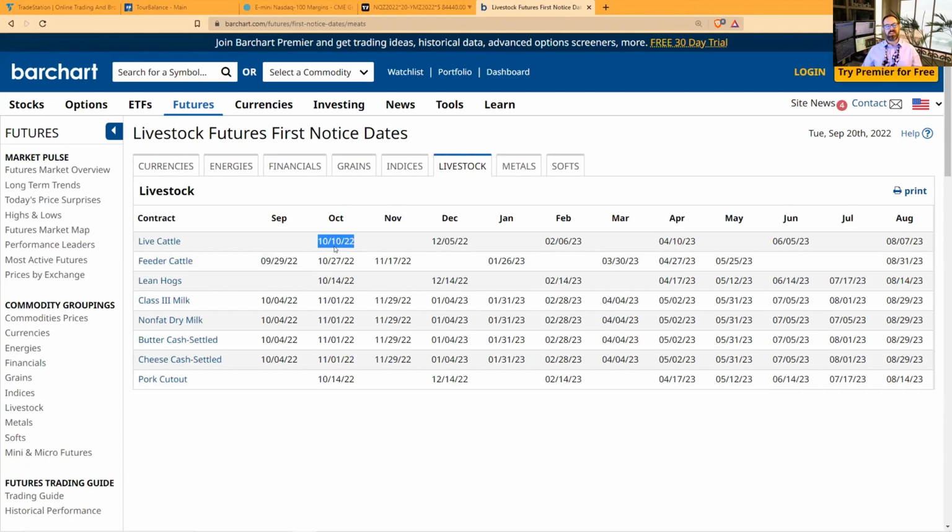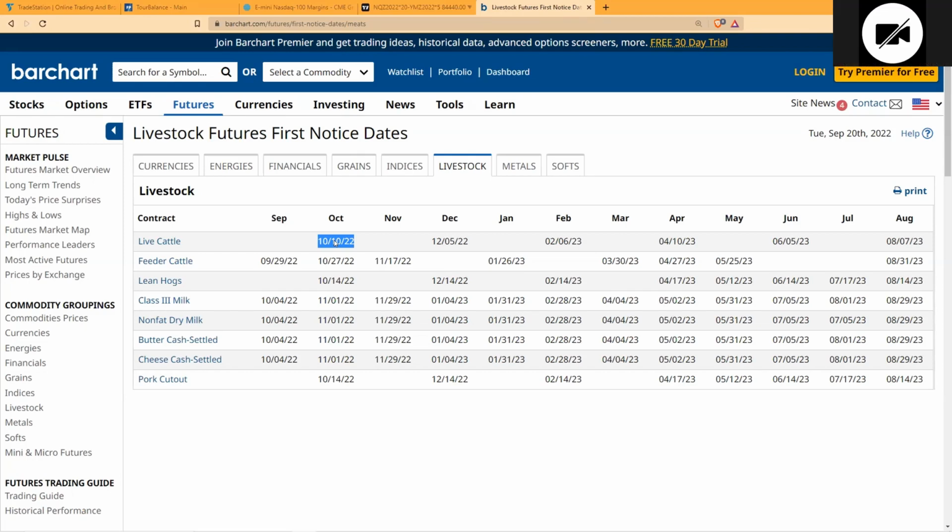So you need to be out of that contract before the first notice date, not before the expiration in this case. Whichever one is first, you've got to be out, either the expiration or the notice date, because you do not want to get notice that you need to be ready to take in 40,000 pounds of live cattle. And that's a lot of hamburger. So you just got to be careful there. Okay.